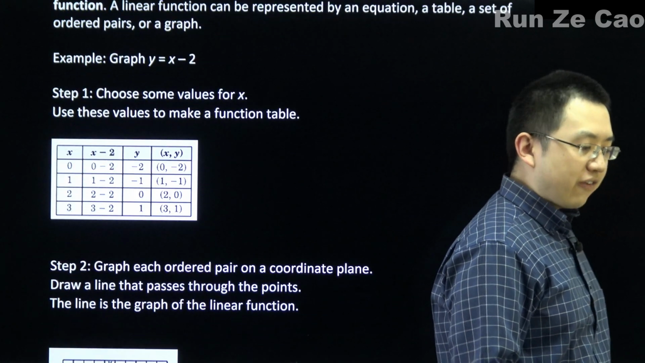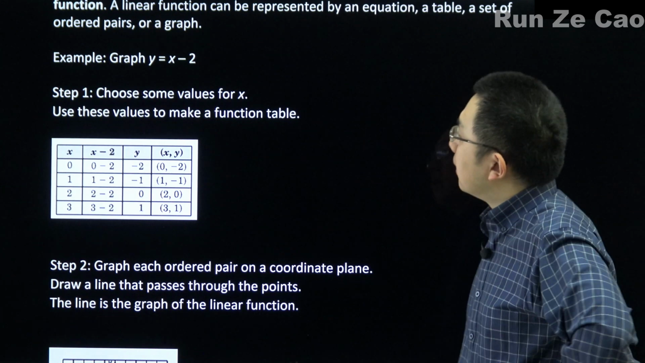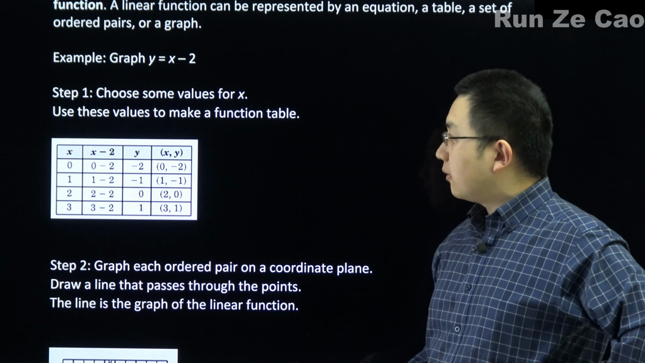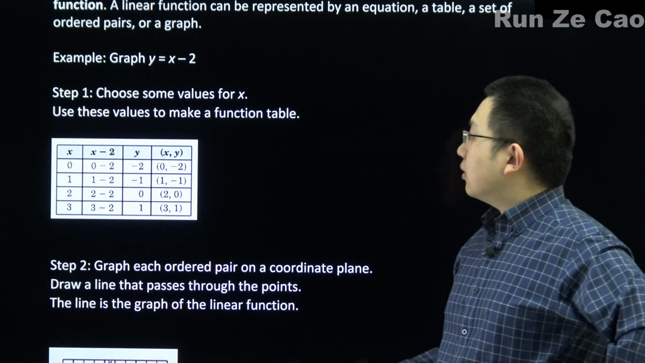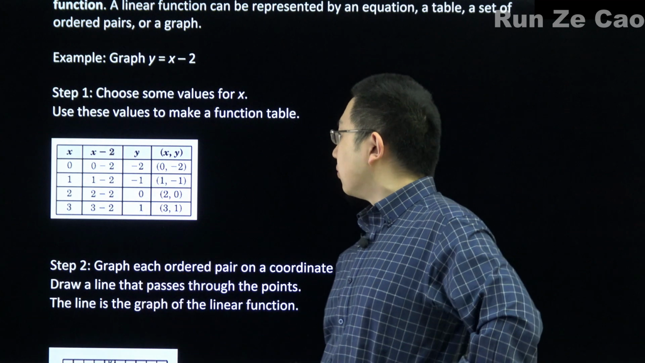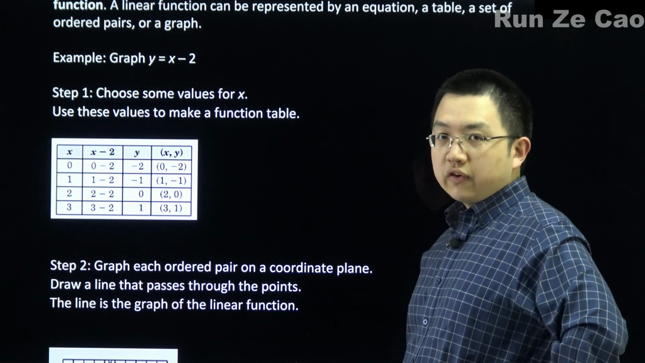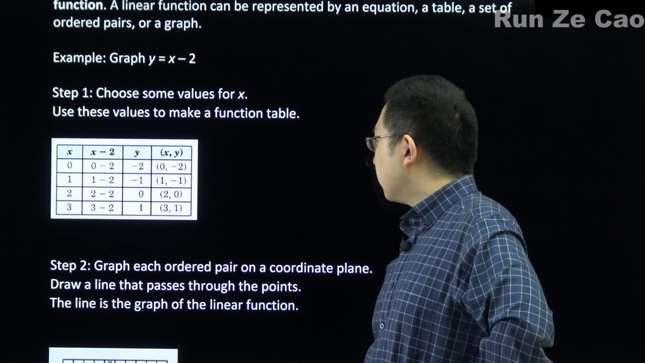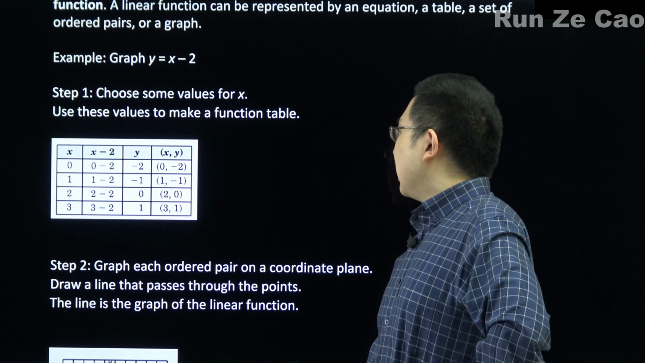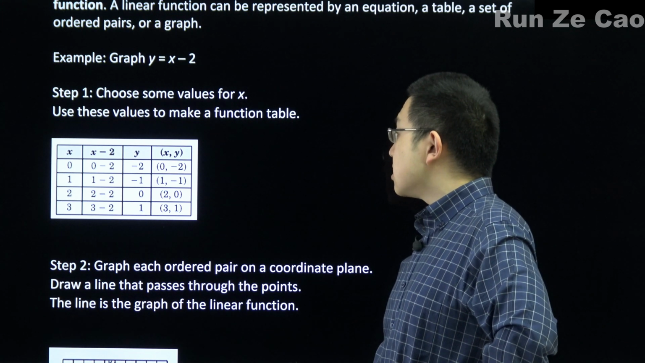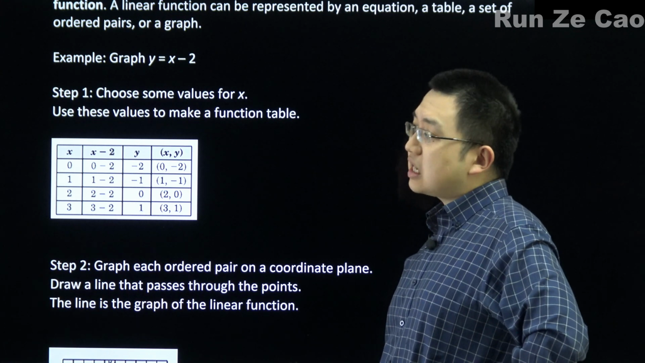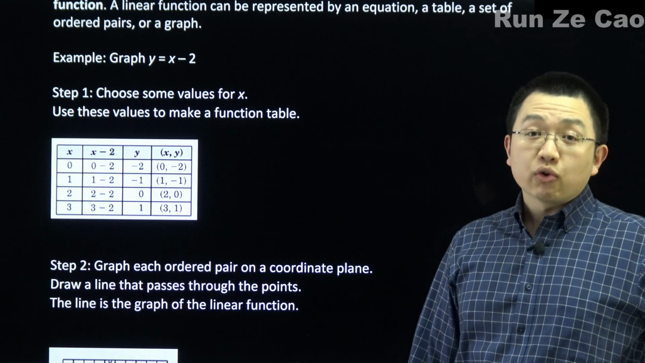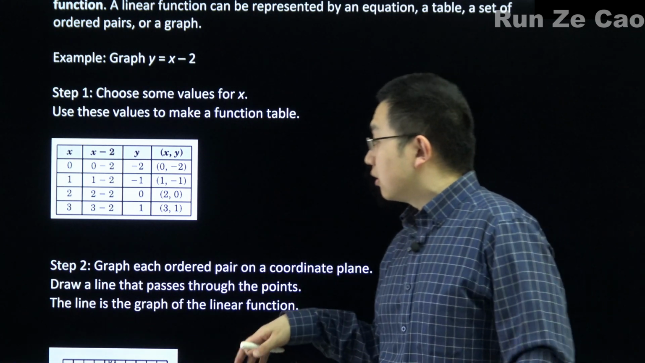And consider graphing y equals x minus 2, for example. Our first step would be to choose some values for x and make a table, a function table, and this would give us some points for x and y. You will very quickly find that this column of the coordinates is generally not considered necessary. We get rid of it pretty fast.